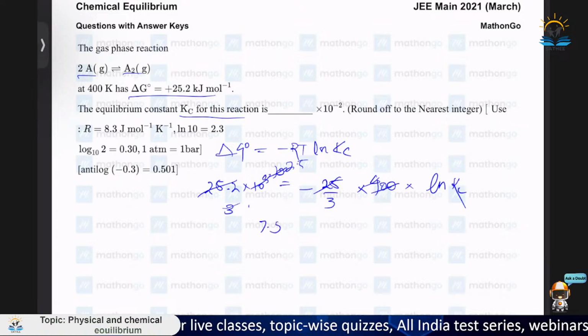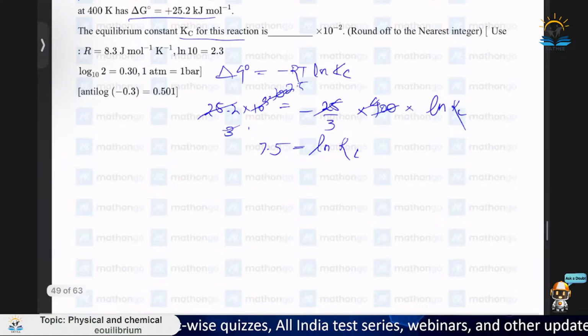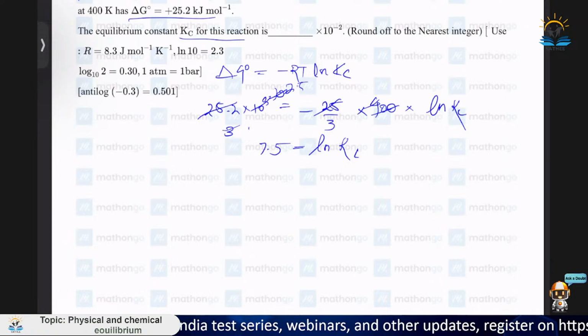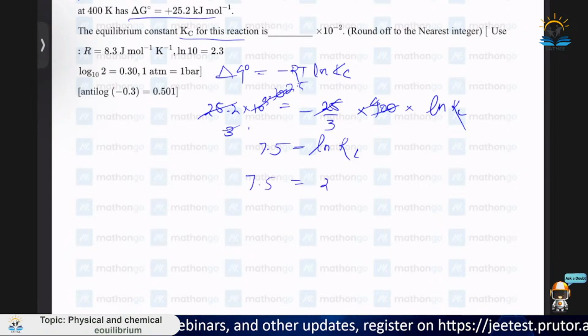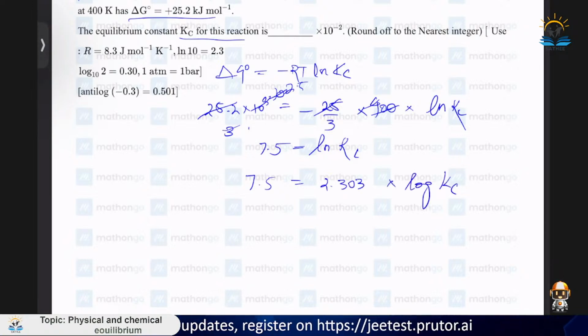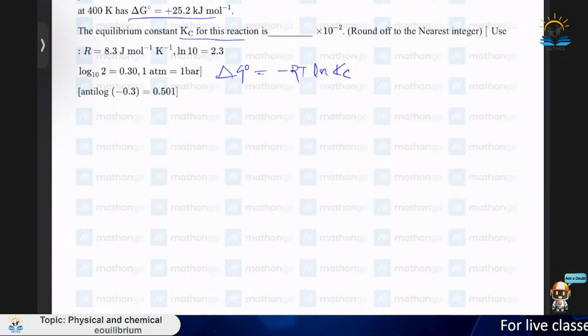So it comes to be 7.5 is equal to ln Kc, and 7.5 is equal to 2.303 into log Kc. If you divide 7.5 by 2.3, you will have almost... wait, we have done something wrong. We'll do the equation again.